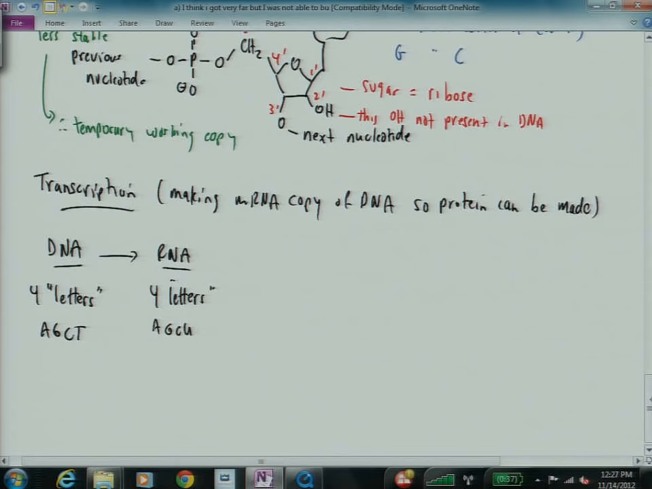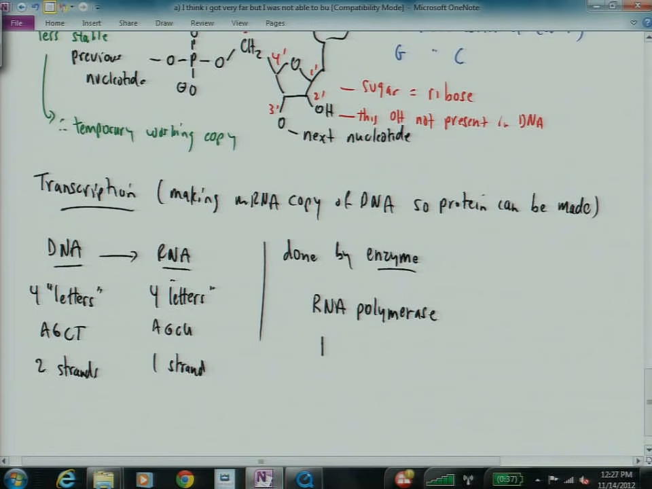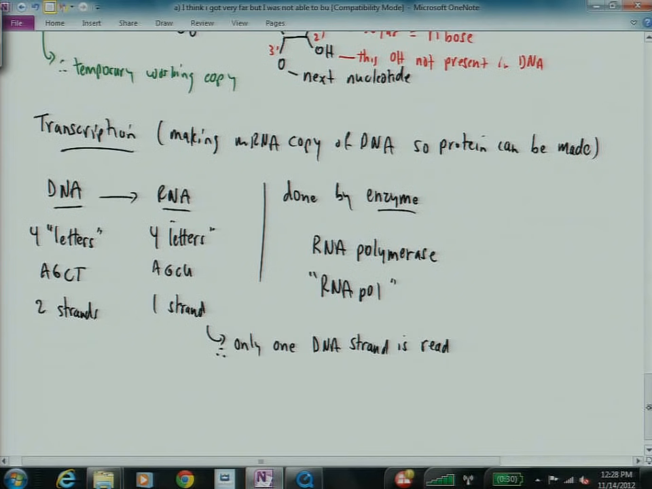Right? And this is done by an enzyme called RNA polymerase, or RNA Pol for short. Not a super imaginative name, but very descriptive. It polymerizes RNA. It makes polymers of RNA. And a couple of things. The note here is that therefore only one DNA strand is read, right? Which is the first sort of odd thing, but true.